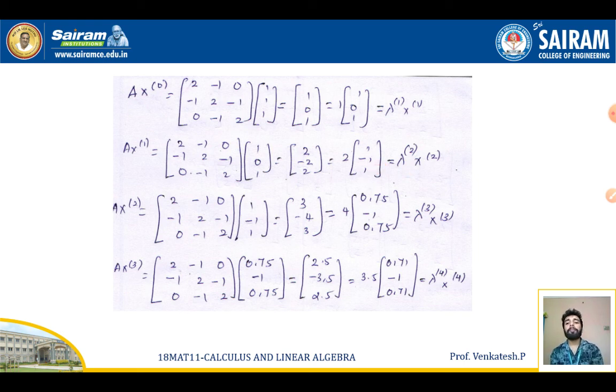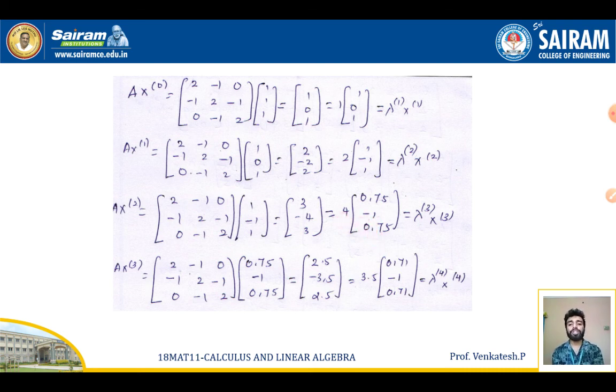Third iteration, multiplying the A matrix with the x2 matrix, that is Ax2. So I'm going to multiply A with the column matrix 1 -1 1. After multiplying rows with columns, I'll be getting 3 -4 3. Here also the same thing: I'm going to take the numerically large value as a common factor. Here 4 is the numerically largest value, so I'm taking 4 outside. I'll be getting 4 into 0.75 -1 0.75. I'll be calling this one lambda 3 x3.